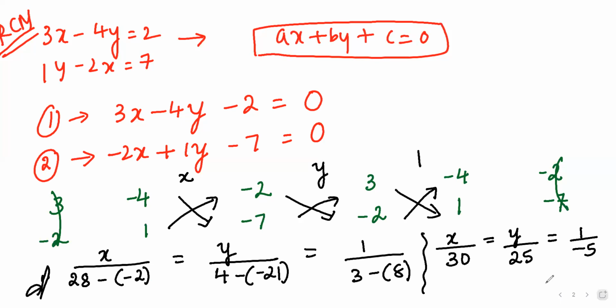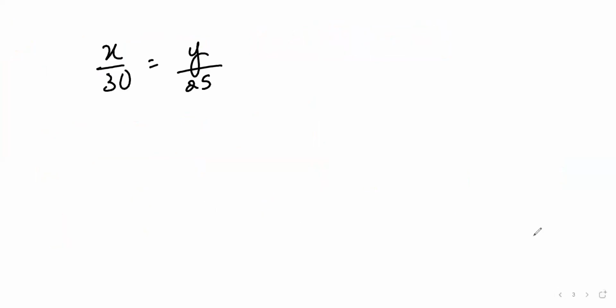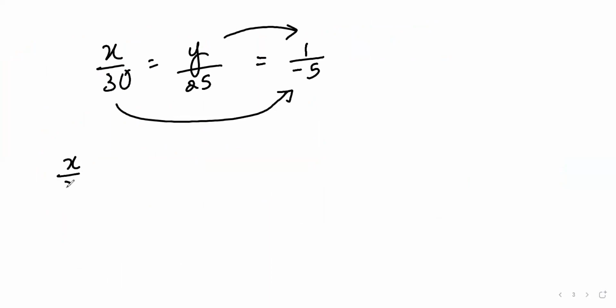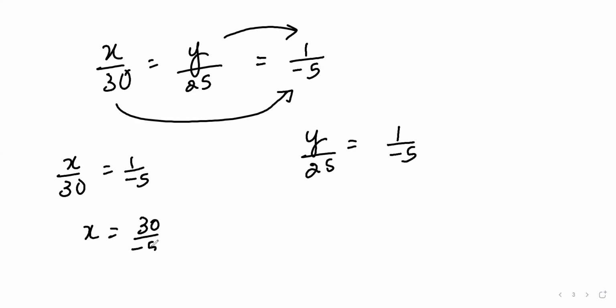We'll take it as x by 30 is equal to y by 25 is equal to 1 upon minus 5. So equate these: x upon 30 is equal to 1 upon minus 5, and y upon 25 is equal to 1 upon minus 5. So x is equal to 30 by minus 5, and y is equal to 25 by minus 5. So x is equal to minus 6 and y is equal to minus 5. I hope till here it has been clear. We can always cross check.